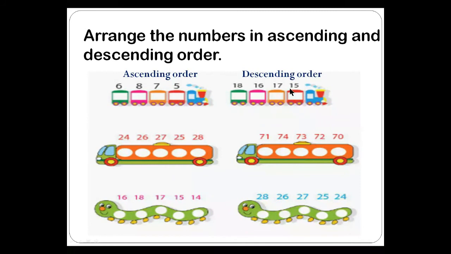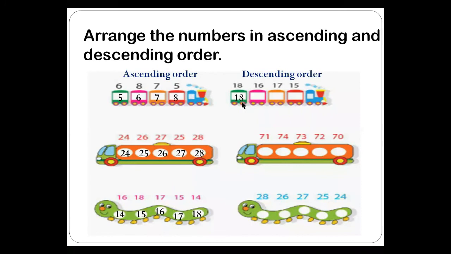So what does ascending mean? Ascending means arrange the numbers from small to big. So first we will write here 5, then 6, then 7 and then 8. These two we will solve in ascending order. So what will be in this row? We will write first 24, 25, 26, 27, 28. The last one we will write 14, 15, 16, 17 and 18.